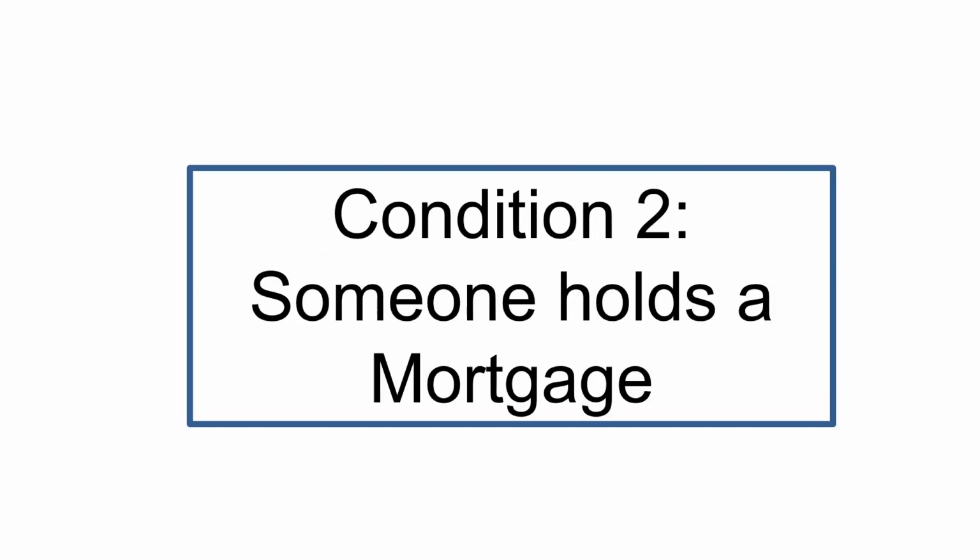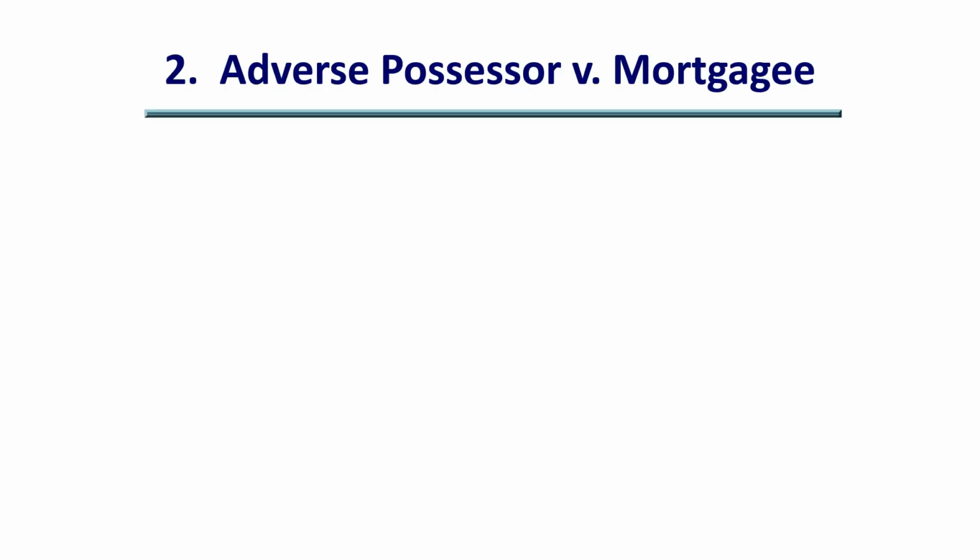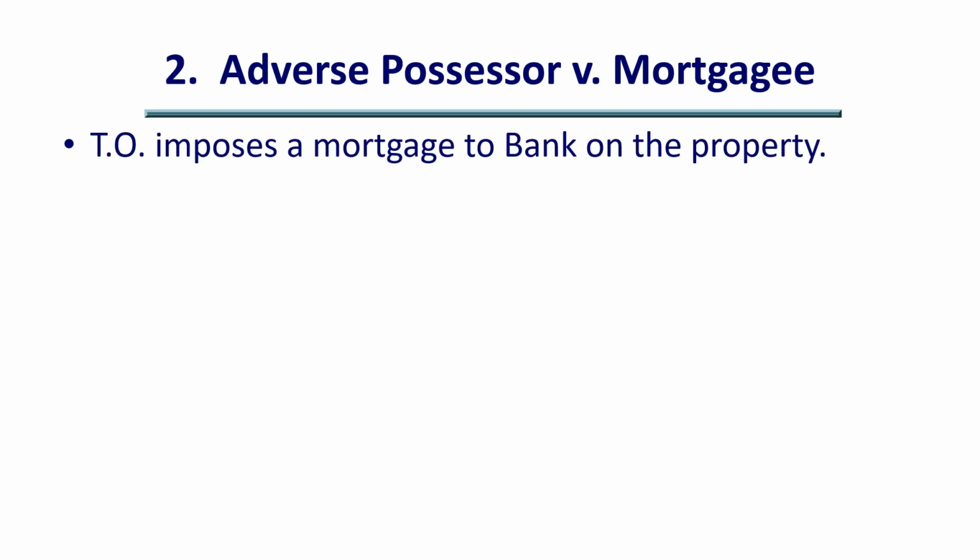The second condition we want to talk about is that in which someone holds a mortgage on the property. So we're going to talk about the adverse possessor versus the mortgagee. The true owner, let's suppose, borrows some money from a bank and imposes a mortgage on the property to the bank to secure repayment of the loan.